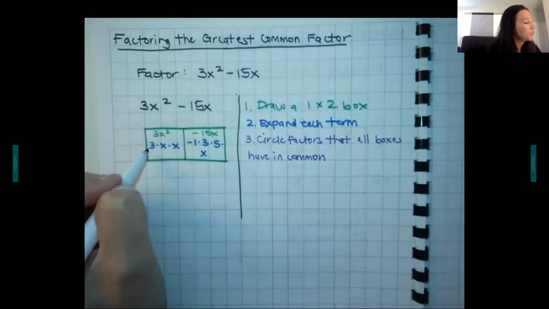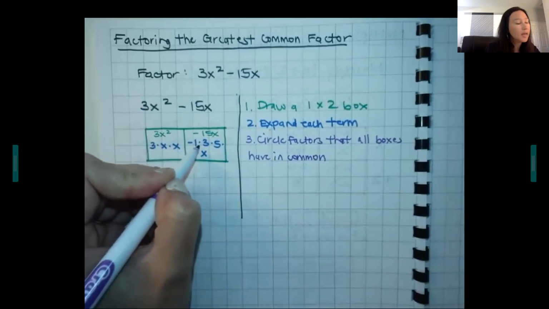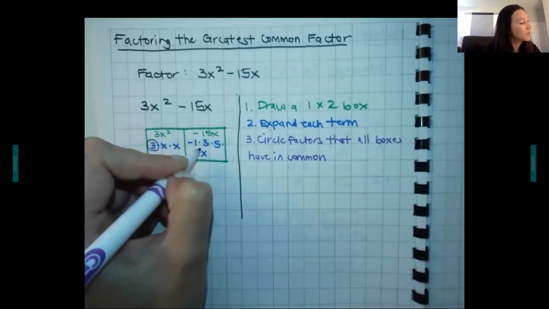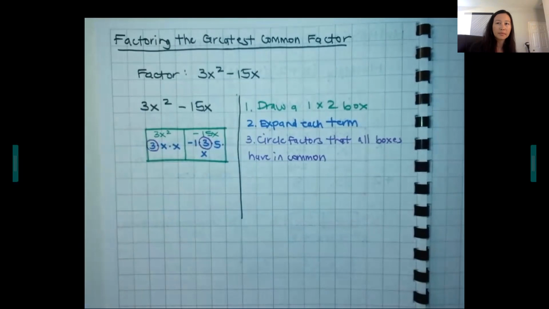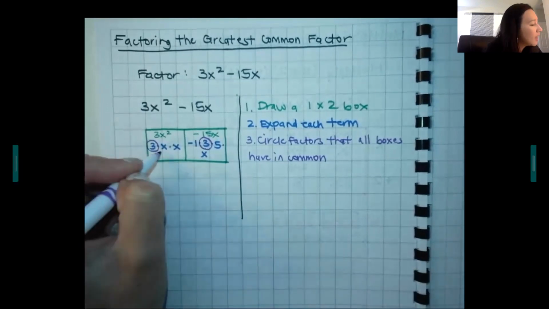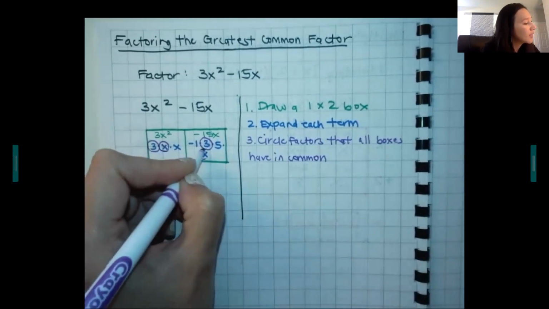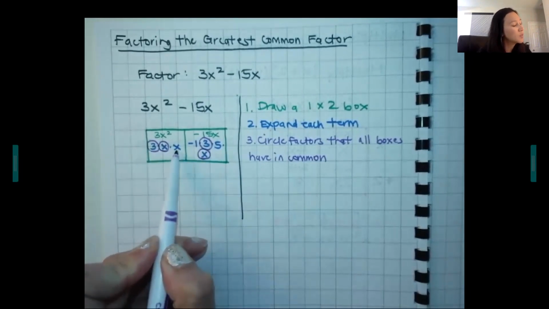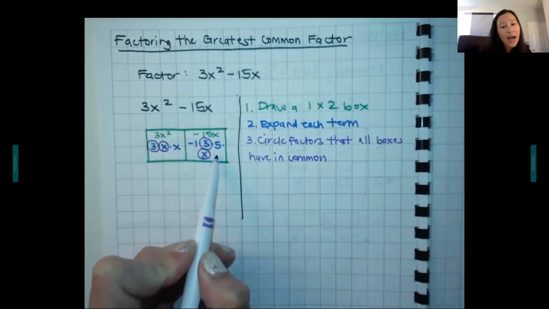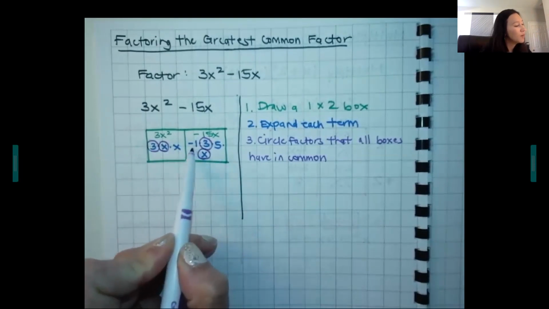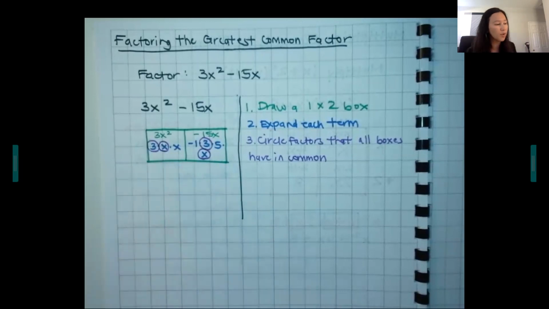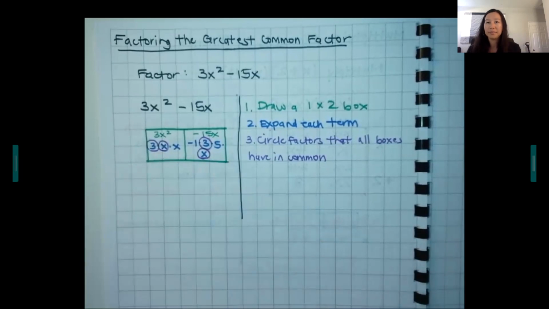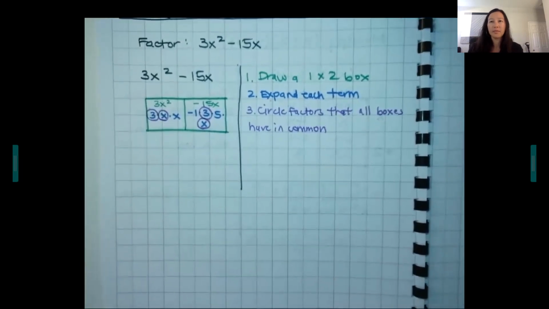So the first box has a 3 and the second box has a 3. So we can circle those. That is a common factor. And then the first box has an x and the second box has an x. So that's another common factor. The second x is not, because this one has an x and this one does not have another x. And this one has a -1, but this one doesn't have a -1. So we can't circle those. So we're only circling the things that all the boxes have in common. Any questions so far?